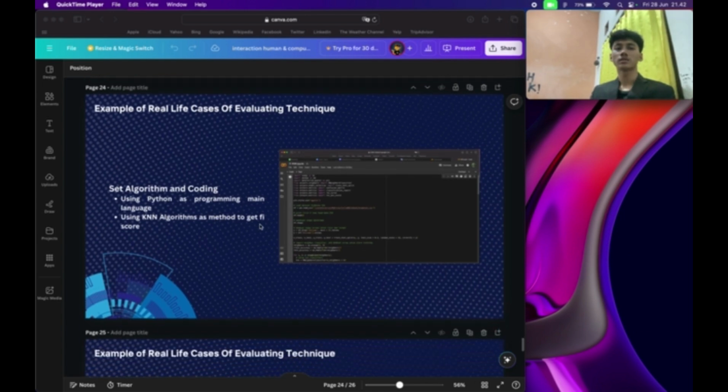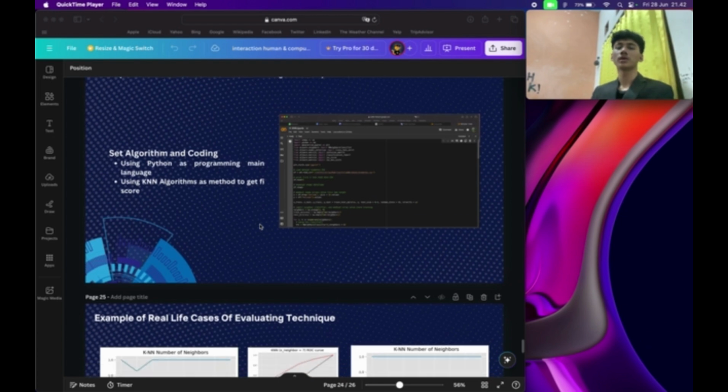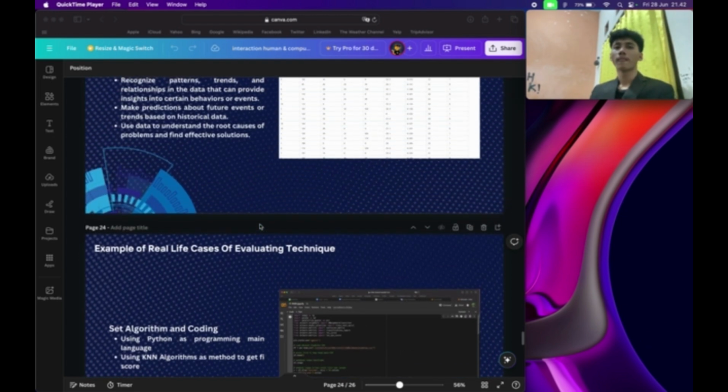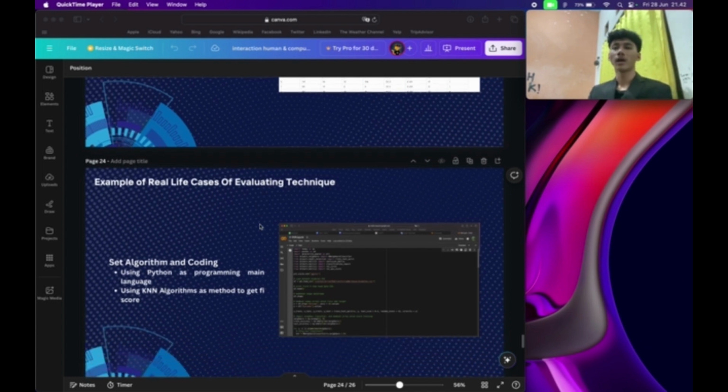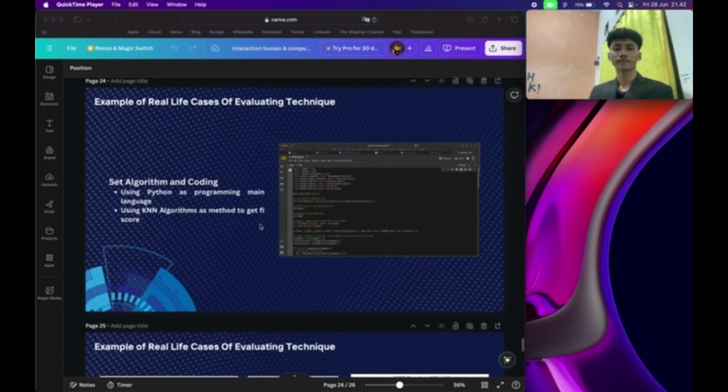And the second is we use Python as the main programming language to map the data into a graphical form that is easy to understand. It's like a graph, and second is a data table, categorizing data to make sure the data is understandable and easier to use.